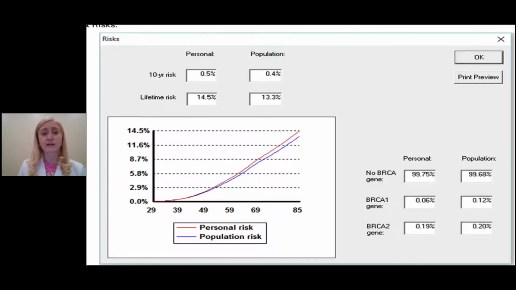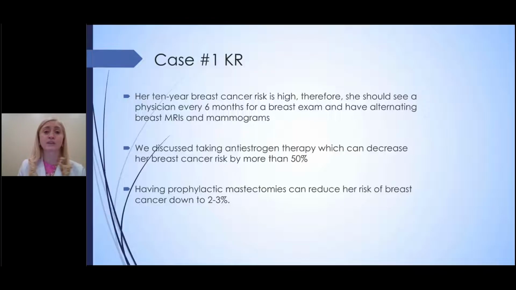So we need to talk to her about what can we do to help decrease her breast cancer risk. This is just another slide showing how those numbers come out. On the right side of the screen, this assessment will also give you an idea of their risk to have a BRCA gene. So it's also something we can discuss with the patient. We discuss increasing her imaging to twice a year, alternating mammograms and breast MRIs. We also discussed taking anti-estrogen therapy, tamoxifen, Arimidex, different options there, but this could decrease her risk by more than 50% for a breast cancer, which is quite significant.